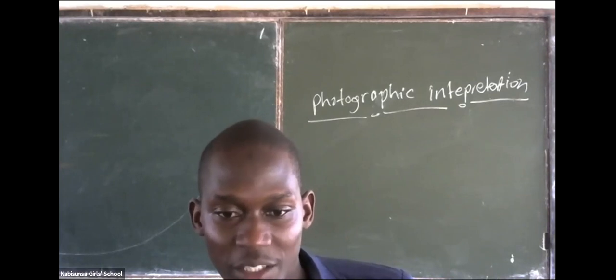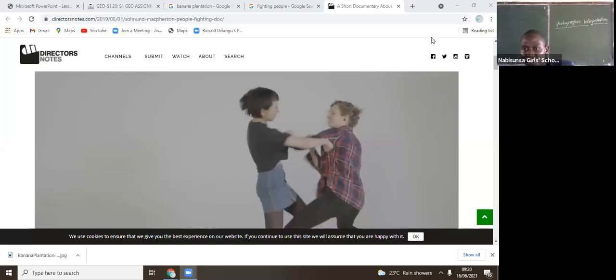Now, to understand more what photographic interpretation is, people, look at that photo on the screen. When you look at it, what comes into your mind? How can you interpret that photo? Yes, let me call Pamela. When you look at that picture, good morning, I interpret that two girls are fighting. Two girls are fighting. Are you getting the idea, people?